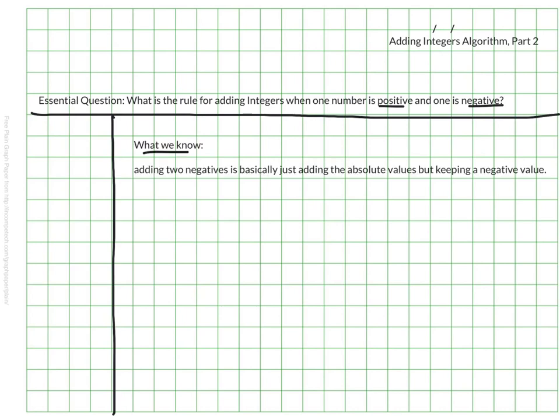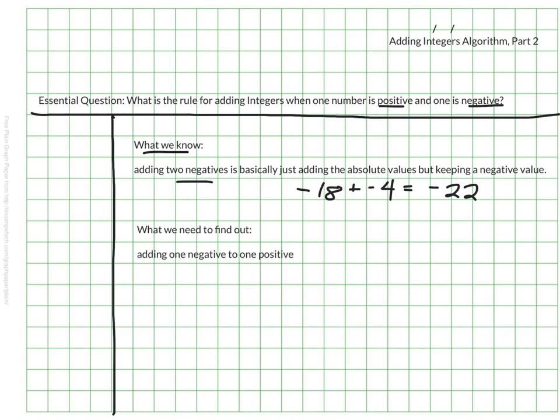Here's what we already know. If we are adding just two negatives, it's basically just adding the absolute values but keeping a negative value for your answer. For example, negative 18 plus negative 4. We would add 18 plus 4, which is 22, but we would keep our resulting sum negative, so it would be negative 22. That's what we already know.